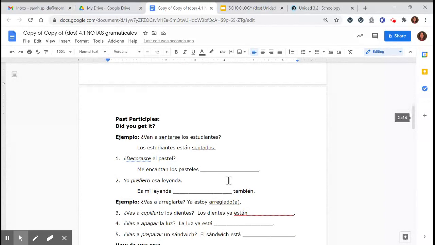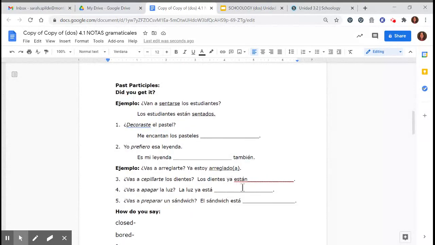Okay, here's just some practice. Did you get it? So let's look at this sentence here. It says, van a sentarse los estudiantes. So are the students going to sit? We're saying the students, they are seated. They're sitting down. So los estudiantes están sentados.